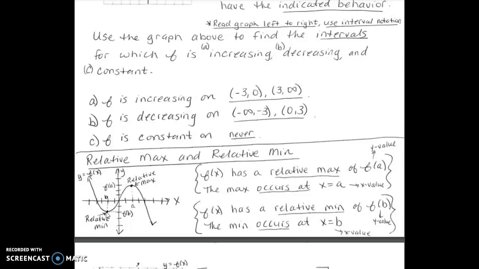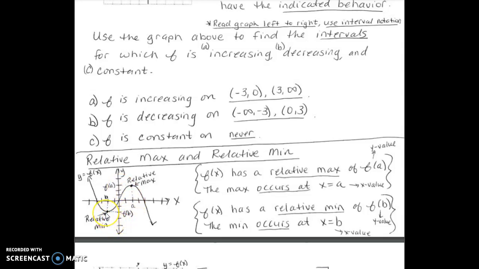They'll ask you in the homework to identify what is the maximum or minimum value and where does it occur, or for what x values does it occur. So we would say this graph f of x has a relative max at f of a. That's this y value right here. And that max occurs at the value x equals a. So when x is a, the relative max of f of a happens. So where it occurs is the x, the actual value of the max or the min is the y.